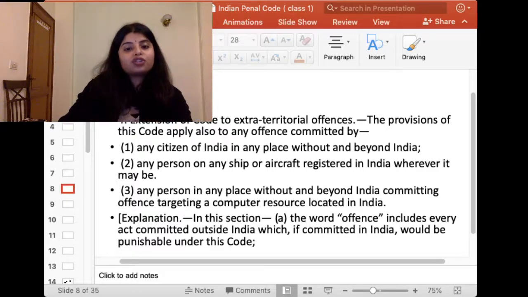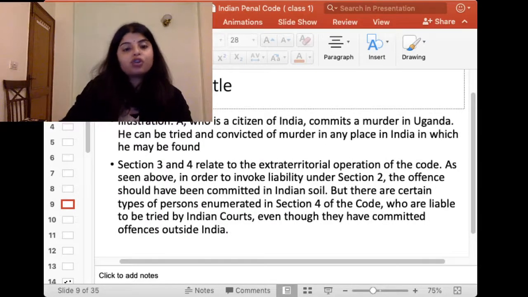This was about Section 3 and Section 4. So in short, you can say that Section 3 and 4 talk about extraterritorial operation of the code. But when we see Section 2, it talks about any offense that is committed on Indian soil.